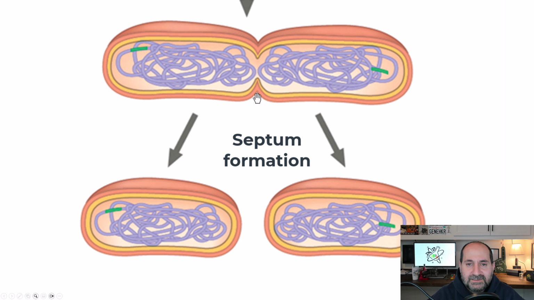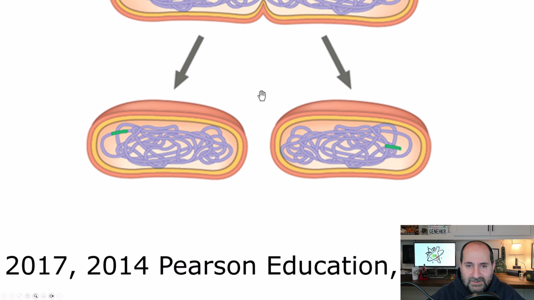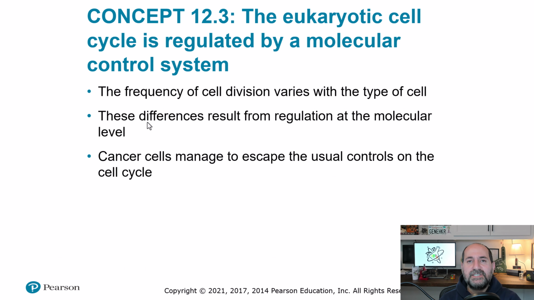So you should know that cytokinesis occurs via septum formation. This is known as the septum. It's an inward growth of the bacterial cell wall, and that results in two cells, two daughter cells. Now, let's turn our attention back to the eukaryotic cell.